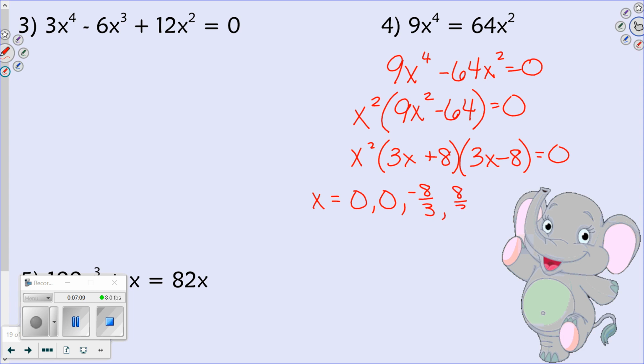Good. Now, I am a lazy mathematician. What's a faster way to write negative 8/3 and 8/3? If it's me, instead of writing it separate, you can, but I would write it as plus or minus 8/3 just because it's faster and easier to write. And it shows plus minus, so I have one of each. Okay, just so you know that will show up.